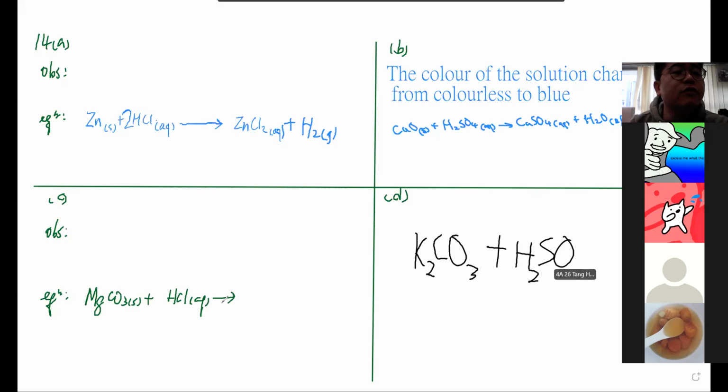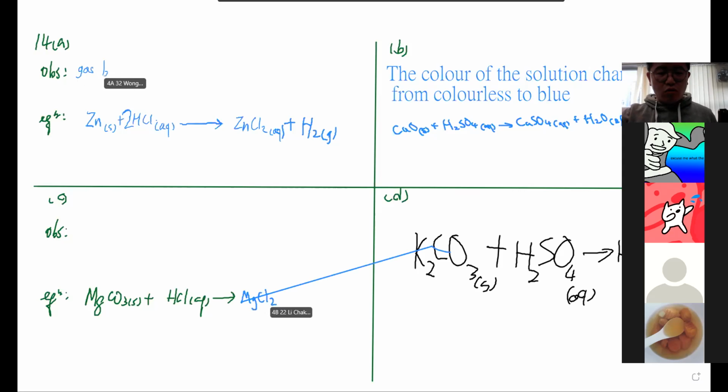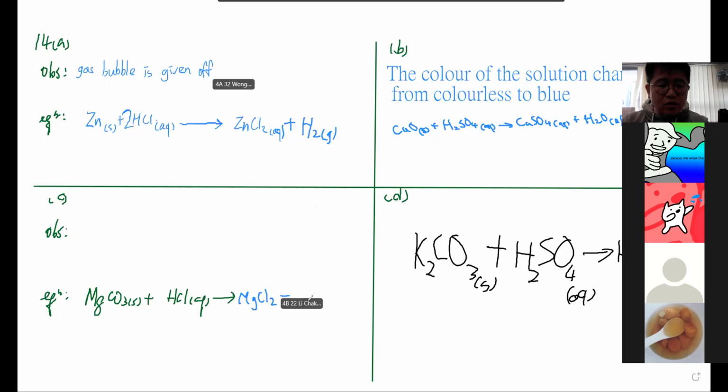How about the observation for the A part? I think it's magnesium carbonate plus HCl, it turns to magnesium chloride and hydrogen carbonate, but I'm not sure. Magnesium. So what will the product be? Magnesium, say that again. Chloride. Magnesium chloride. Okay, and hydrogen carbonate. Hydrogen carbonate.